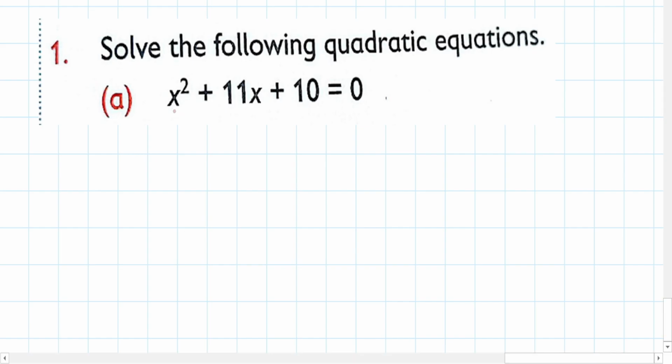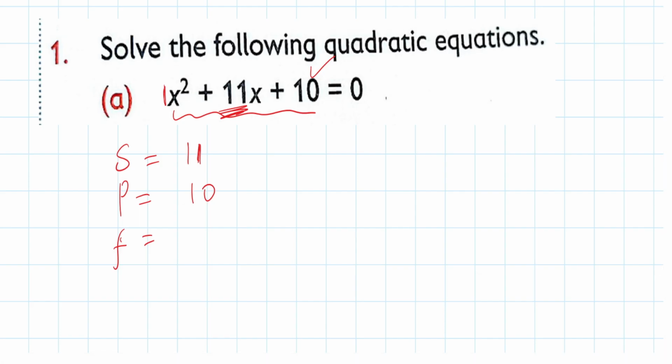So let's start. Now first let's factorize this one, and for us to factorize, I've already explained it using the SPF. That is the sum, product and the factors. So the sum is basically 11, and the product is 10, if the coefficient of x squared is 1. Now ask yourself, which are the two numbers that if I add give me 11, and if I multiply give me 10? Is it 10 and 1? So it's 10 and 1, because 10 times 1 gives you 10, and 10 plus 1 gives you 11.